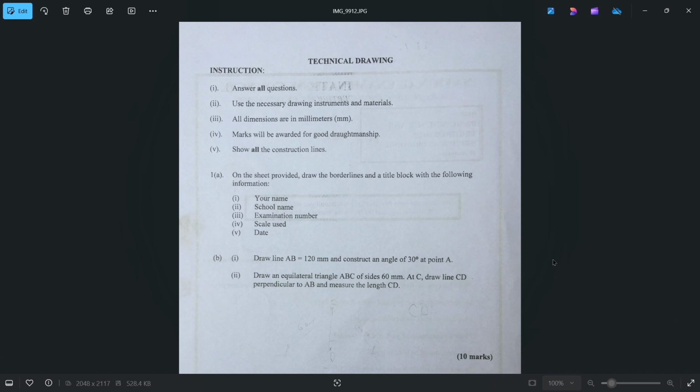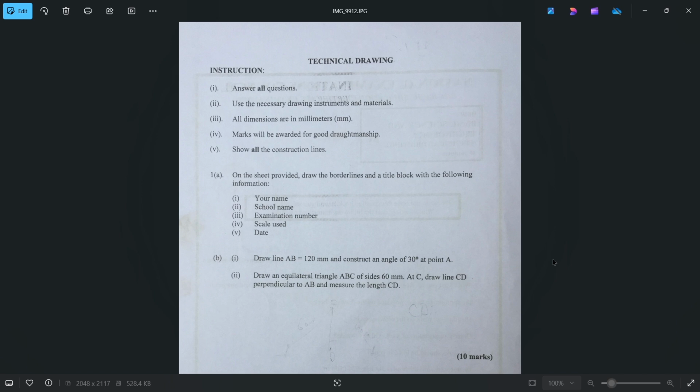Number 2 of part B says, draw an equilateral triangle ABC of sides 60 mm. At C, draw line CD perpendicular to AB and measure the length CD. So, an equilateral triangle is a triangle where all sides are equal. So they are trying to say we should make all sides equal to 60 millimeters and measure CD, which is perpendicular to AB, and write down our measurements.